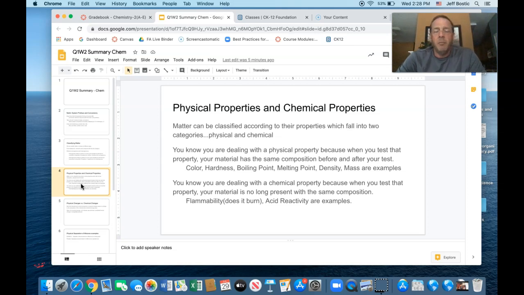Another type of property is a chemical property, and when you test a chemical property, you generally do not end up with the same material as what you started with. If you take water and pass some electricity through it with cathodes and anodes, you can literally break the bonds that hold the hydrogen atoms to the oxygen atom in water and get hydrogen gas and oxygen gas. Well, that's a chemical property. It's a chemical change too.